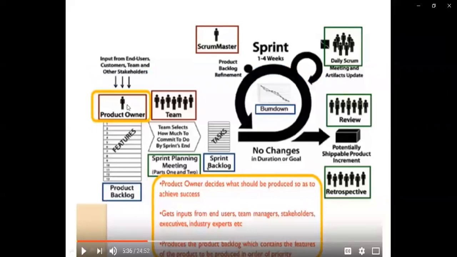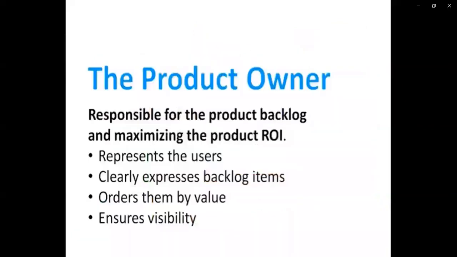Features get listed, input is taken, and the product owner is responsible for that part. The product backlog is nothing but the features which are going to be executed by, to whom now? Team members, right? To whom we have to consider that in order to get the priority. Okay. Then it represents the user. So here he clearly expresses the backlog items. That means he can clearly explain what exactly the input is, what the features are, and what priorities we have to mention for that task, and ensure visibility. That means transparency should be there. That is the most important aspect whenever we are considering Scrum.